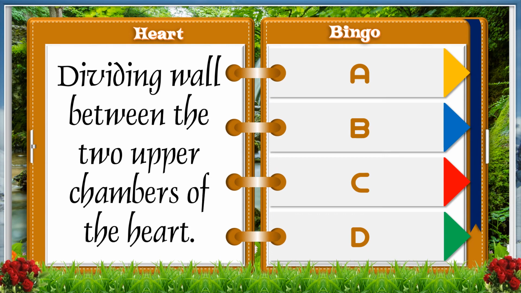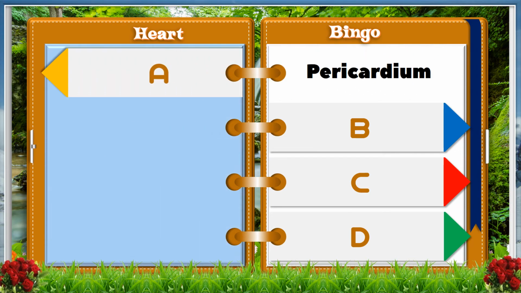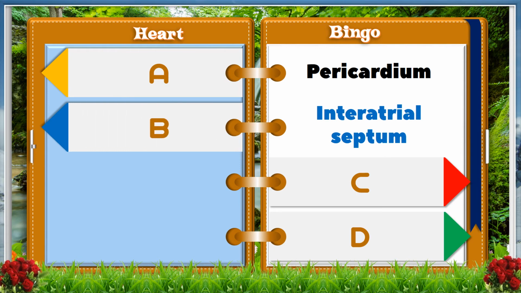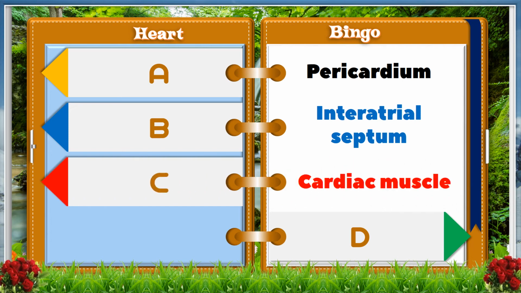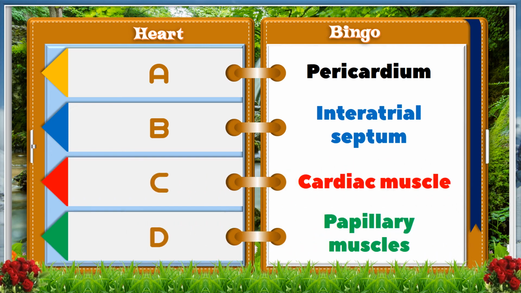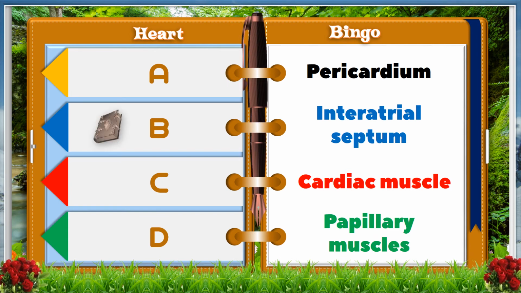Dividing wall between the two upper chambers of the heart. A. Pericardium. B. Septum. C. Cardiac muscle. D. Papillary muscles. And the answer is B. Septum.